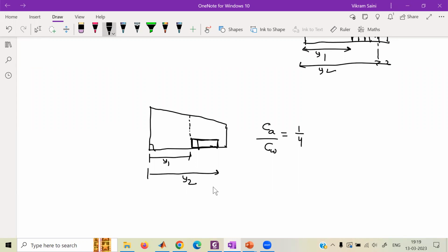1 by 4. So CA will be CW divided by 4, 1/4 of that.